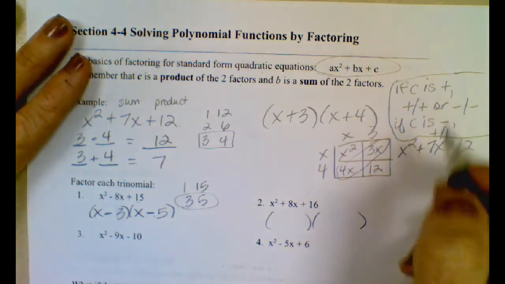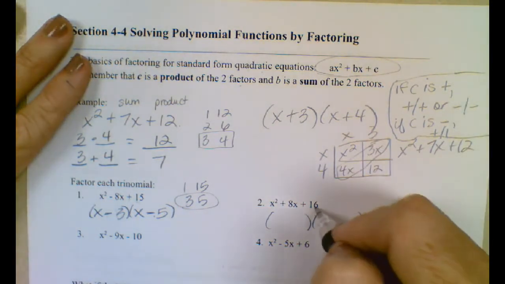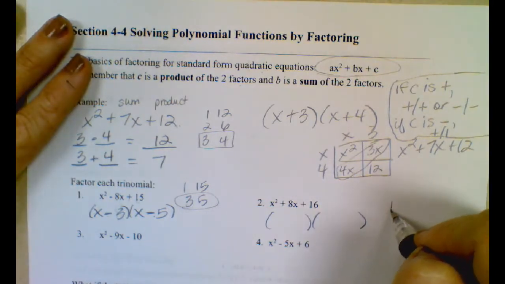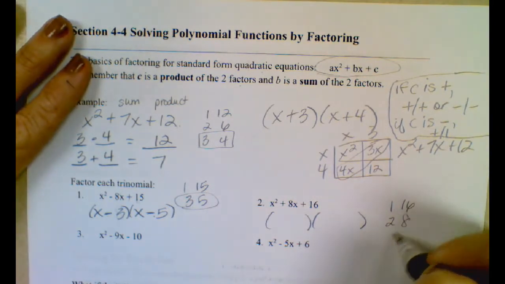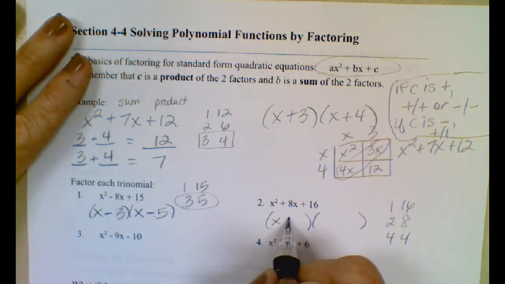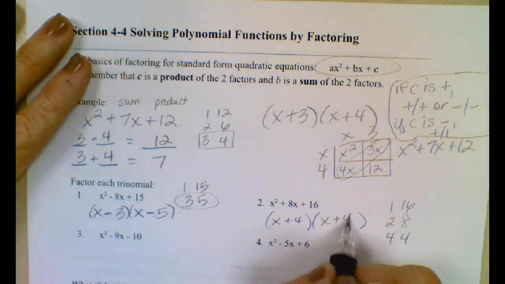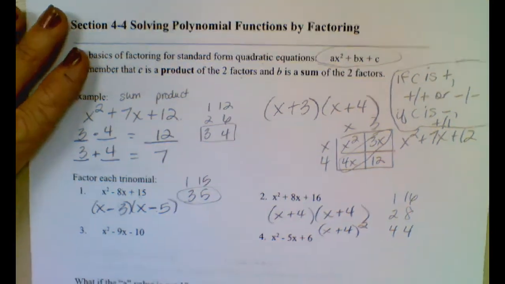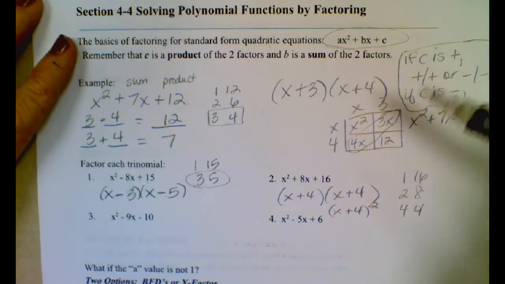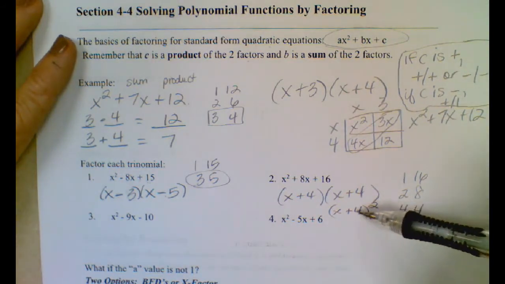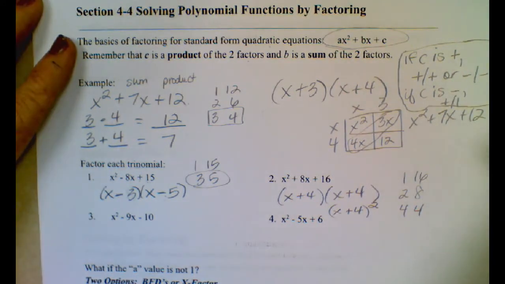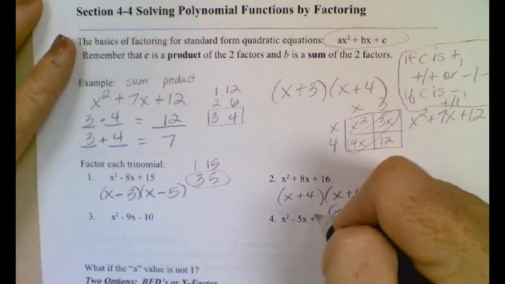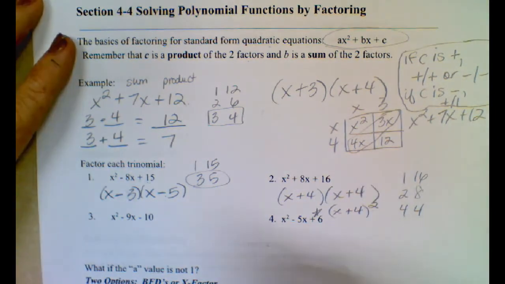For number 2, my factors for 16 are 1 and 16, 2 and 8, 4 and 4. The pair that has a sum of 8 would be this. So you would have x plus 4 and x plus 4. The other way that can be written is x plus 4 squared. And that's going to come into play when we multiply and when we're asking how many solutions that has. Because that's technically only one real solution. So I want you to kind of keep that one in mind.